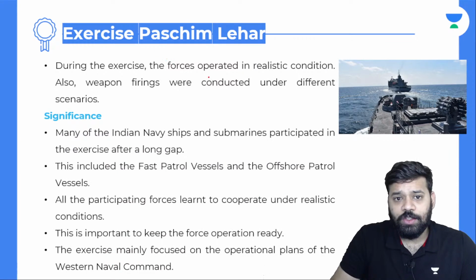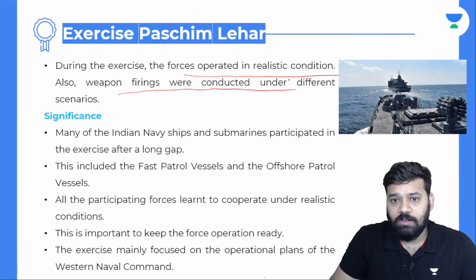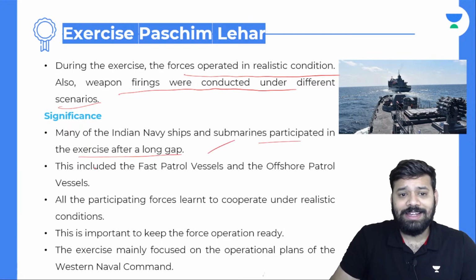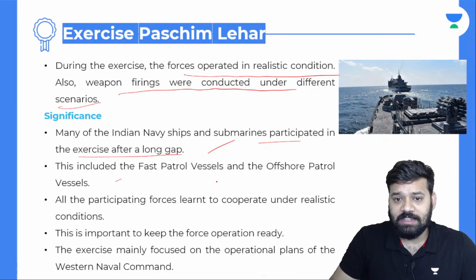Going forward, during the exercise, the forces operated in realistic conditions. Also, weapon firing was conducted under different scenarios. What is the significance? Many of the Indian Navy ships and submarines participated in the exercise after a long gap. This included fast patrol vessels and the offshore patrol vessels. Also, the participating forces learned to cooperate under realistic conditions. This is important to keep the force operation ready.